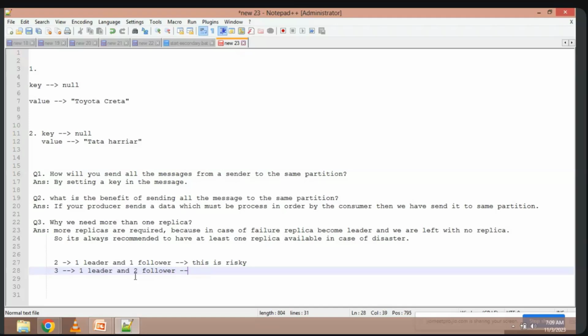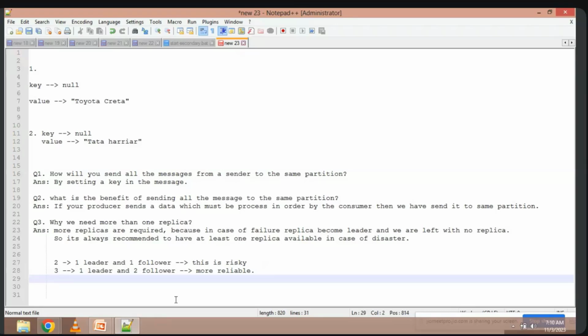But suppose you have created three, which means one leader and two followers. This is more reliable because in the end you will still be left with one leader. So your job will still continue even if there are two failures. So it is always recommended to keep replicas as much as possible, but it should not be very high or very low. It should be kind of average. Three is fine. If you want, you can make it four or five also. But lesser than three is never recommended. At least your system should have the capability that it can fail two times.